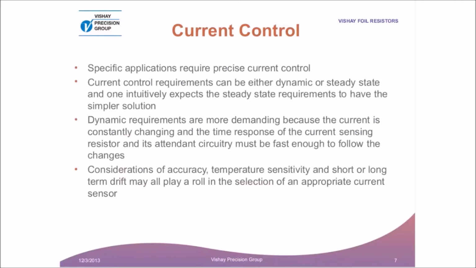Specific applications require current control. Dynamic current control, where the current is constantly changing, is more demanding than steady-state current control. Dynamic current control requires the use of resistors with a very fast response. For control circuits, foil resistors have a very fast, if not instantaneous, thermal stabilization and response. It is an ideal application for a foil sense resistor.